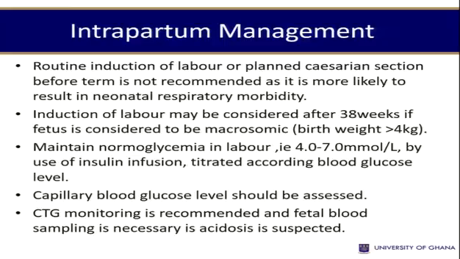section done. You maintain a normal glycemic level in labor throughout by the use of insulin infusion. So as they are delivering, they have insulin infusion, and we also continue monitoring the blood glucose, and then we titrate according to the blood glucose levels. So it means that we will adjust the flow of the fluid depending on the level of the glucose in the blood. Capillary blood glucose level should be assessed, and then we do continuous cardiotocography monitoring so that you assess the fetus condition, and fetal blood sampling is also necessary if acidosis is suspected.